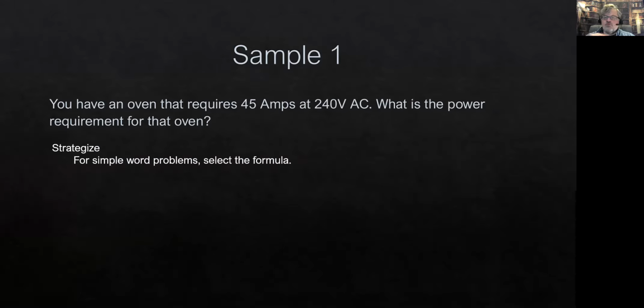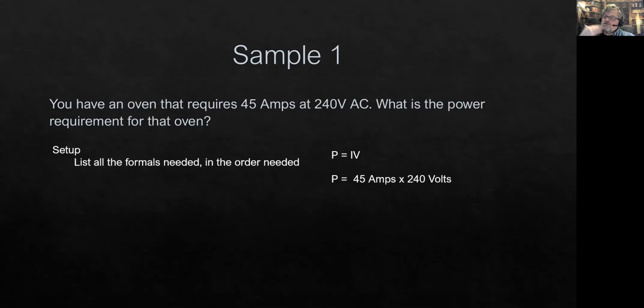So now we're going to strategize. What formula do I have out there that's going to connect power, current I, and voltage V? There's only one, and that is picked out of the cheat sheet. That's P equals IV, or poison ivy is the way I remember it. P is equal to I times V. That's very simple. Then I'll have to set up the formula. P equals IV. Let's fill in the values. 45 amps is current, or I. 240 volts is V.